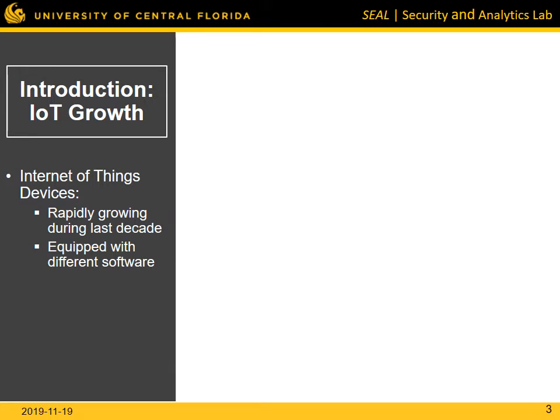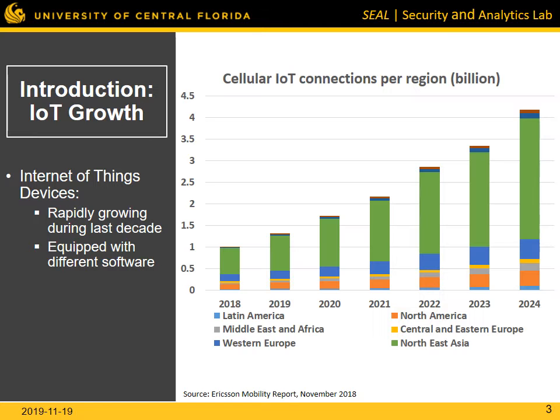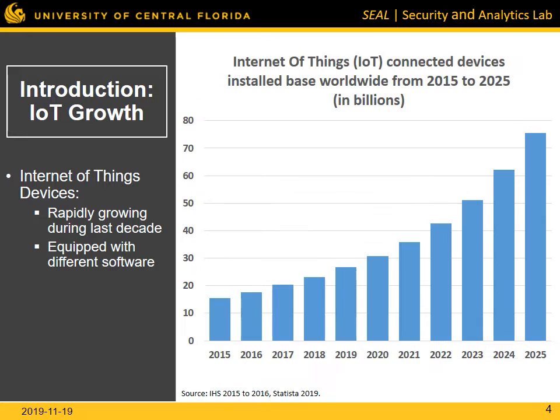Internet of Things devices are rapidly growing and are equipped with different software. In November 2018, the Ericsson Mobility Report showed that the expected cellular IoT connections will increase by 400% within 6 years, especially in Northeast Asia. Similarly, the number of connected IoT devices is expected to grow rapidly in the following years, according to statistics by the IHS 2015 report.